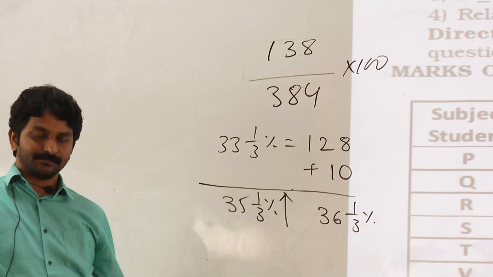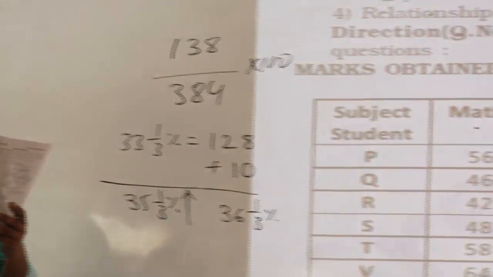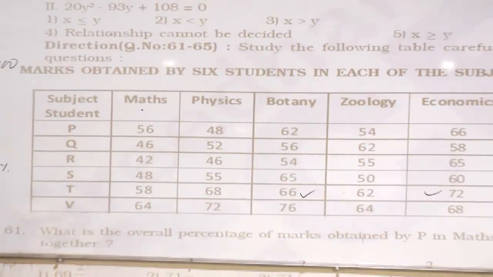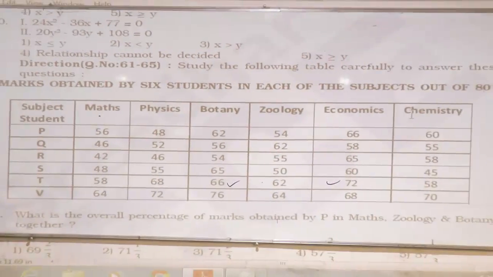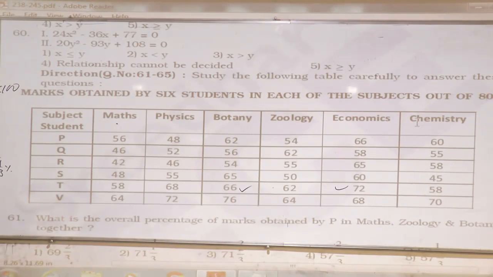Clear? Next. What is the ratio between marks obtained by V in maths and physics together and the marks obtained by R in geology and economics together? V in maths and physics. Maths and physics. How much is this? 136.